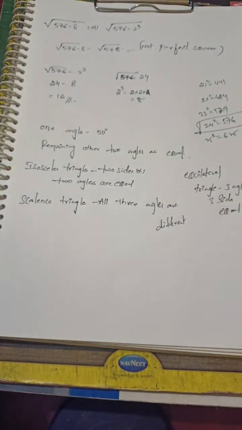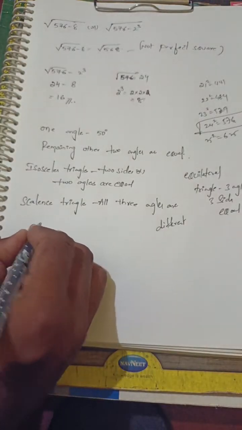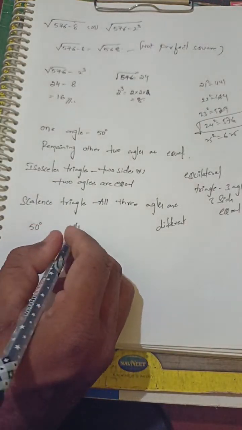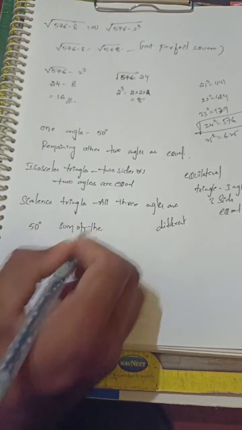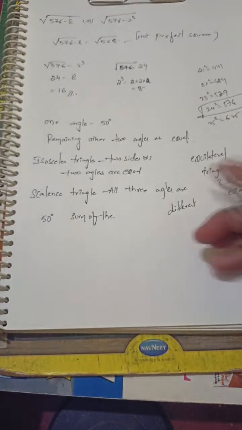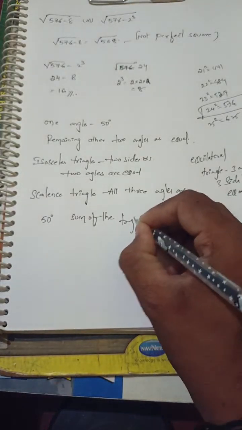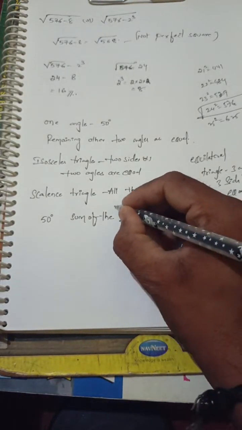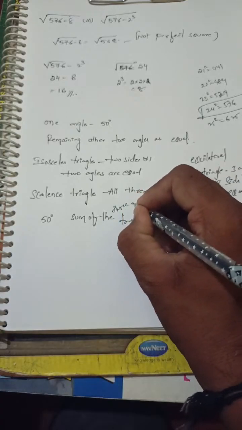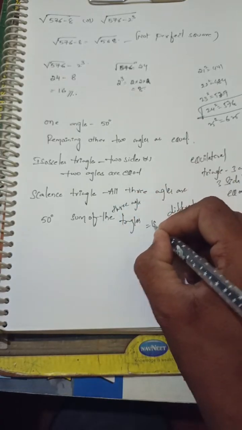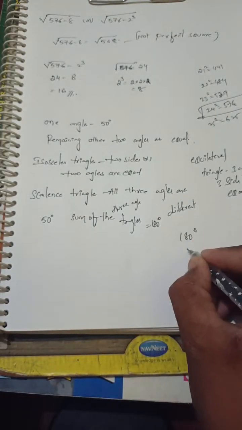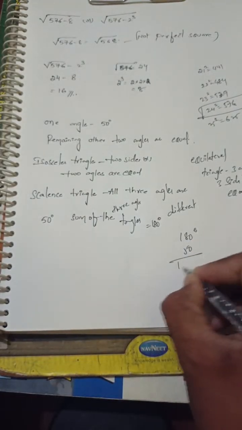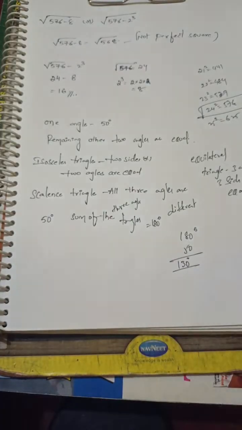So we are going to write, already one angle is given, 50 degrees. The sum of three angles of a triangle is 180 degrees. Already 50 degrees is given. 180 degrees minus 50 degrees, we are going to get the answer 130 degrees.